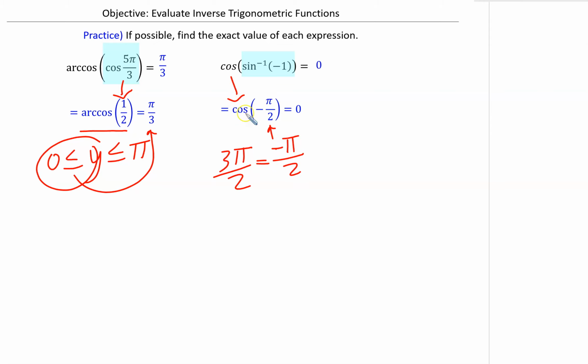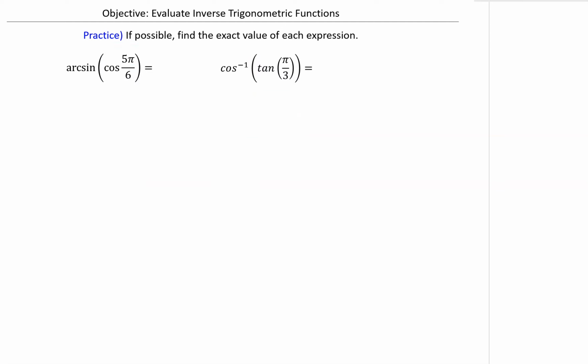Now we're doing the cosine of that negative pi halves radians, which is the same as the cosine of 3 pi halves radians, which is 0. And that is actually a value, the cosine value at 3 pi halves radians or negative pi halves radians.